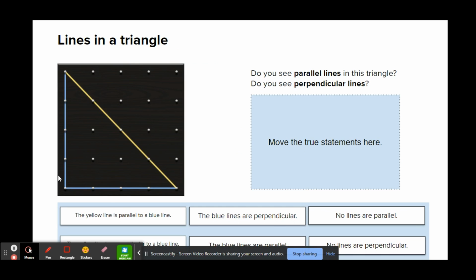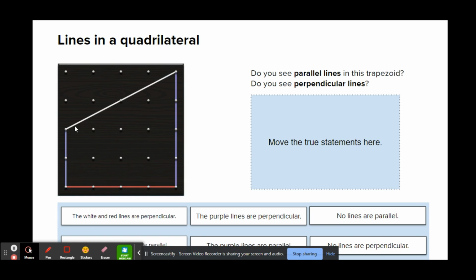Next one, we have a triangle. Do you see parallel lines in this triangle? Do you see perpendicular lines in this triangle? So we do have a set of perpendicular lines or line segments here, but it's impossible to have a triangle and have parallel lines. So keep that in mind. Next, we've got a quadrilateral here. Remember, to be a quadrilateral, it has to have how many sides? 4. It needs 4 sides. Quad means 4. And it says, do you see parallel lines in this trapezoid? Do you see perpendicular lines in this trapezoid?